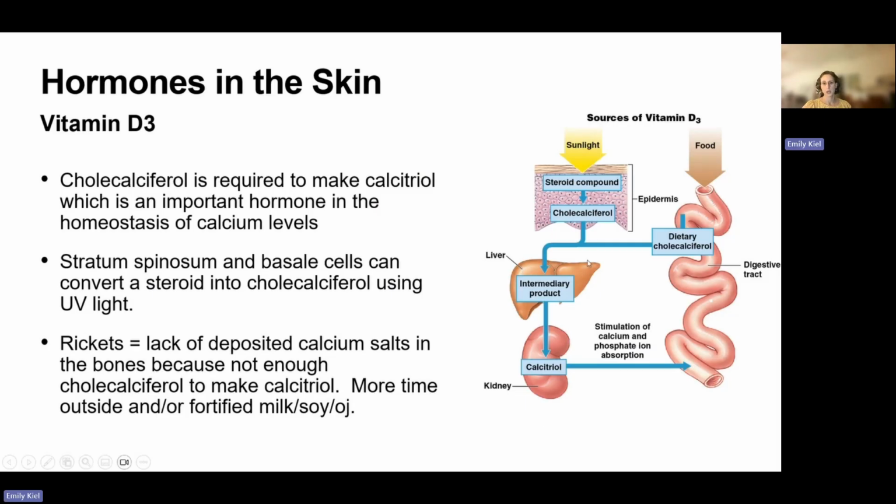Interesting side note, cholecalciferol is used in one of the rat poisons in rat baits. So there's a couple of different rat baits, but this one is particularly traumatic because what it does is it creates this extra calcitriol and stimulates calcium absorption and will actually start to mineralize the tissues and turn the tissues into bone where they can't function.